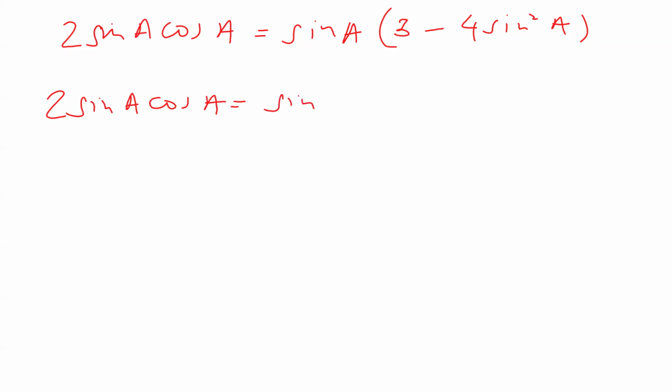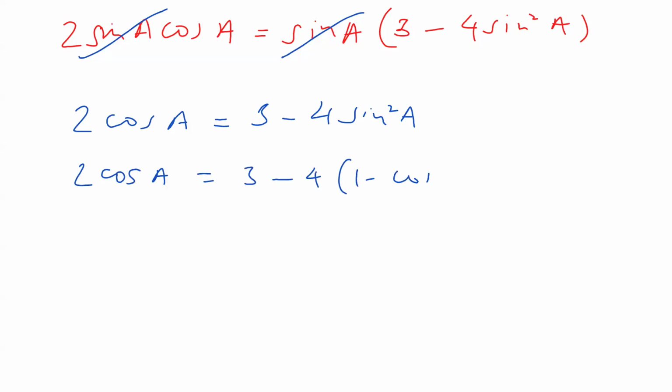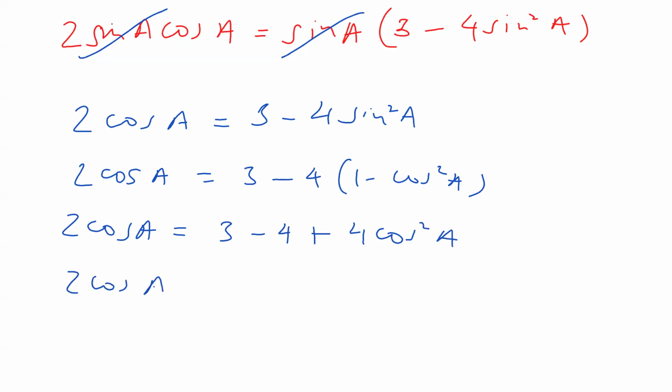2 sine A cos A. So I'm cancelling sine A on both the sides. So 2 cos A is equal to 3 minus 4 sine square A. Now this sine square A, you'll write it as 1 minus cos square A. So 2 cos A equals 3 minus 4 plus 4 cos square A, that is, 2 cos A equals minus 1 plus 4 cos square A.